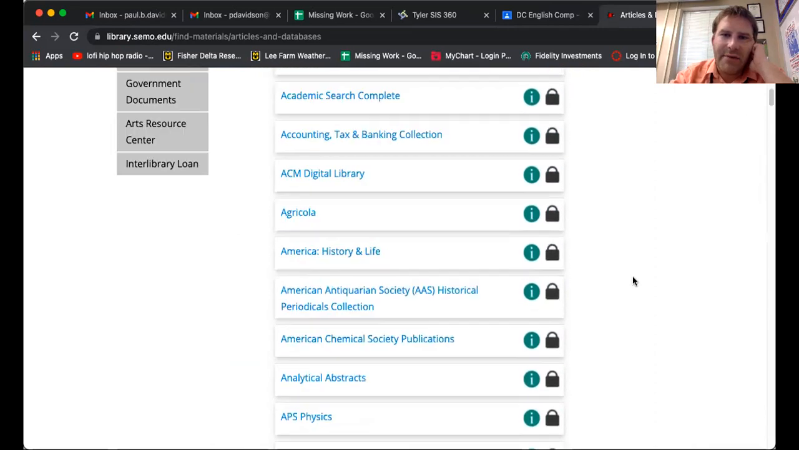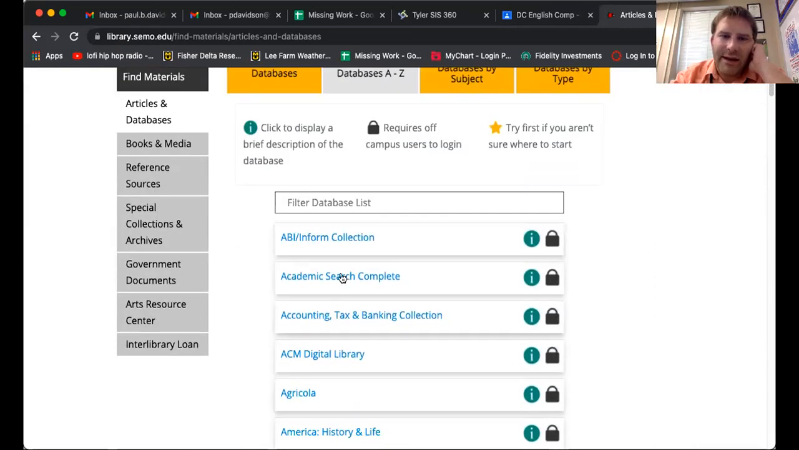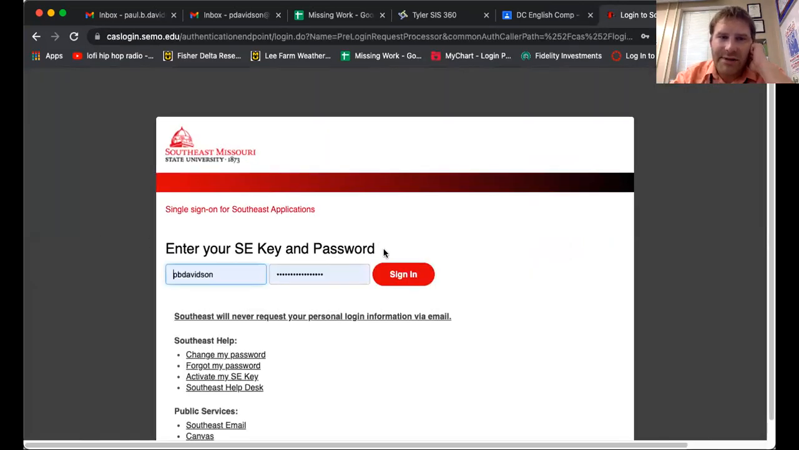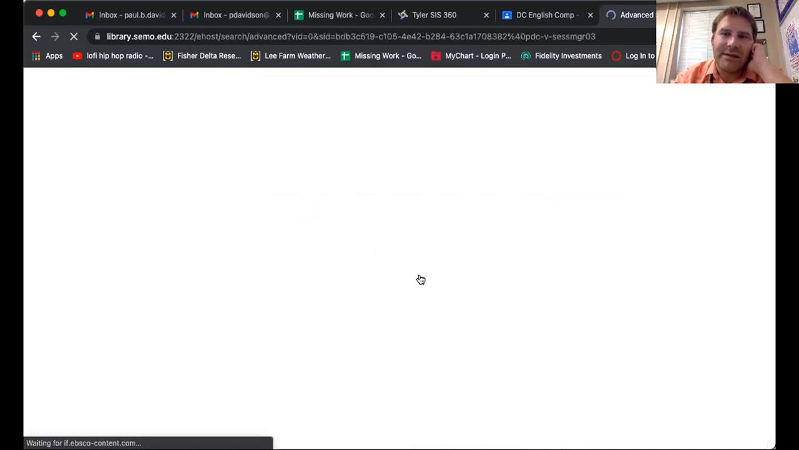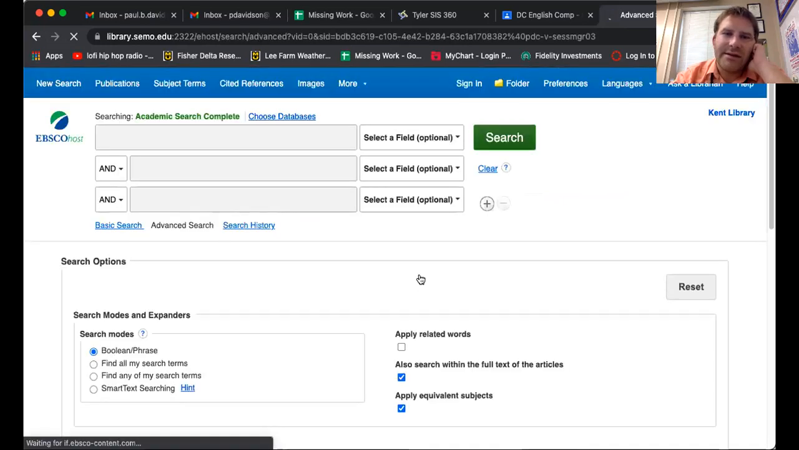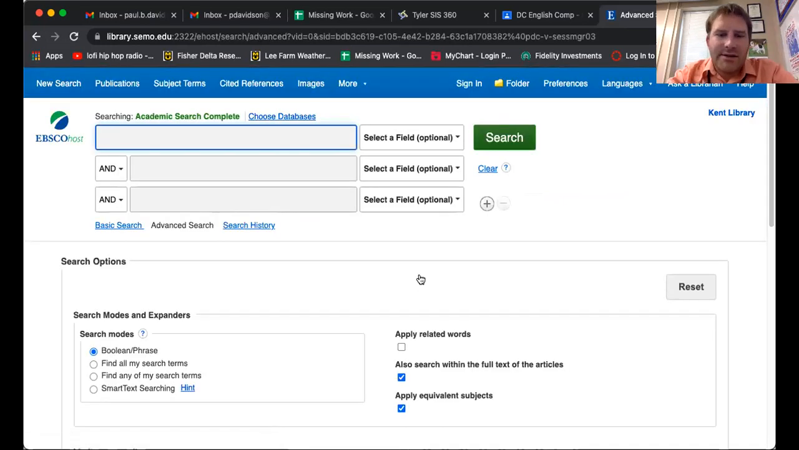They are behind a paywall, but if you hit Academic Search Complete, which is a good one, or JSTOR, which is a good one, it'll ask you to enter your SE key and password. You click sign in, and you get unlimited access to that academic journal database as soon as it loads. It's loading, voila. And so you can search to your heart's delight. Let's say that you want to search trees. So you type in trees, you click search.